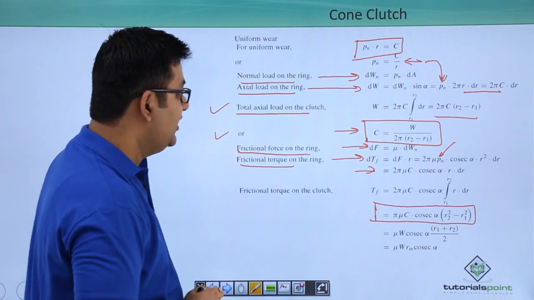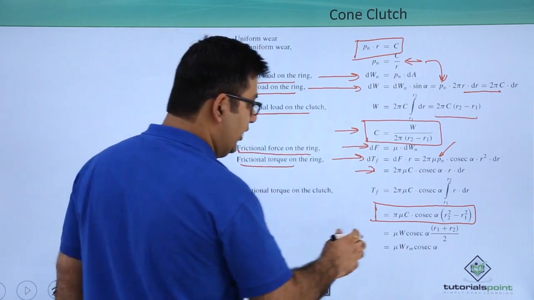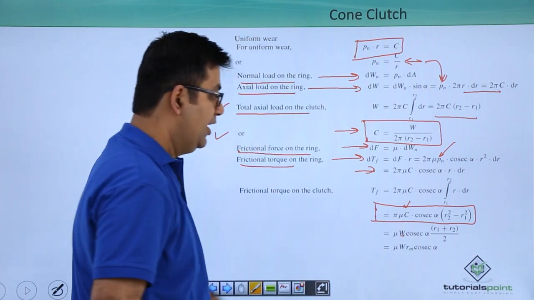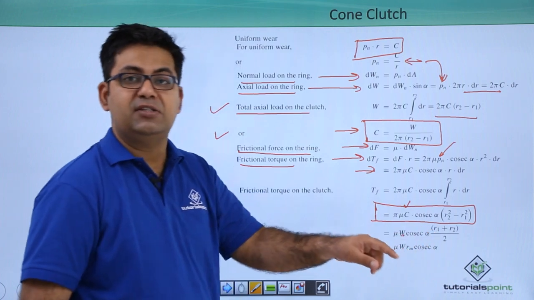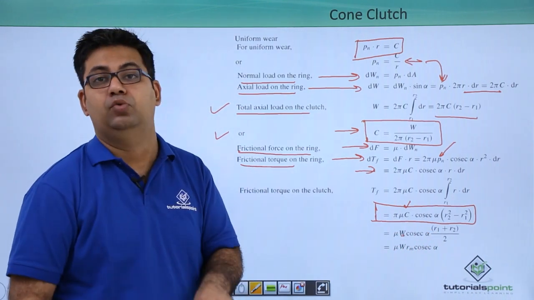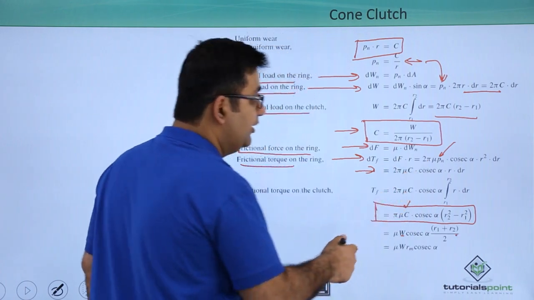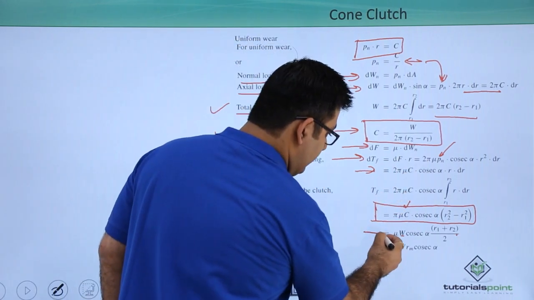Alright, now what is C? C is this, so W upon 2 pi into R2 minus R1, I will put it over here. So you can see you have W over here and pi are gone. So you have this, which is R2 minus R1 into R1 plus R2. So R1 plus R2 will remain, and the subtraction term would be cancelled off. So you just have this.